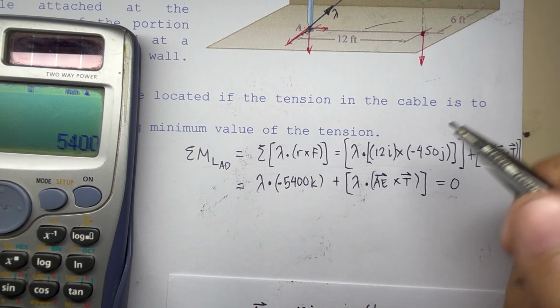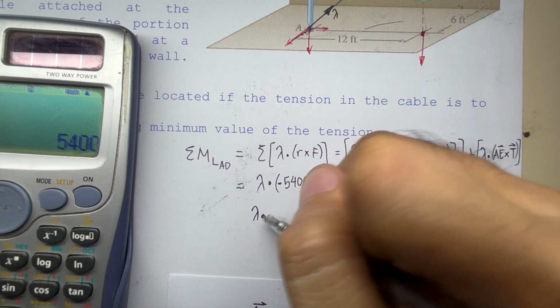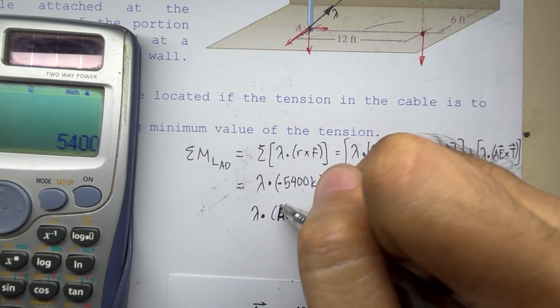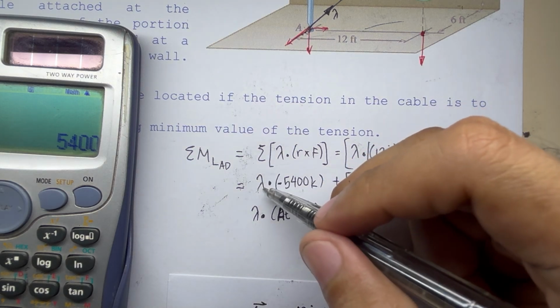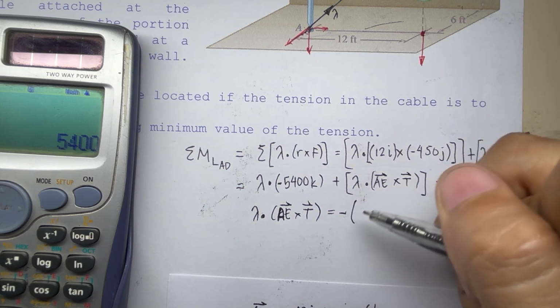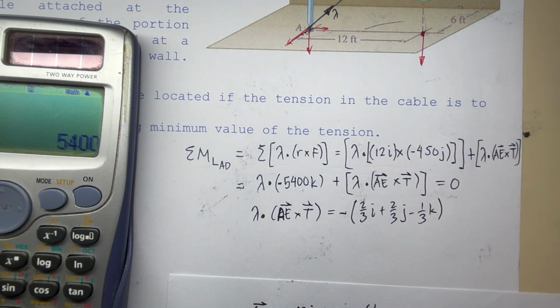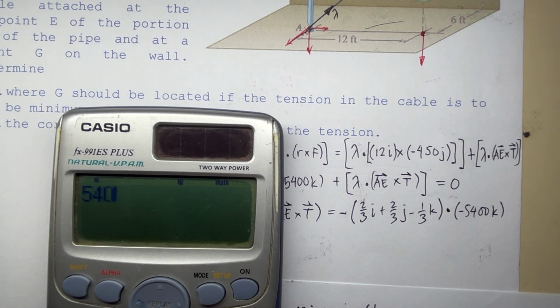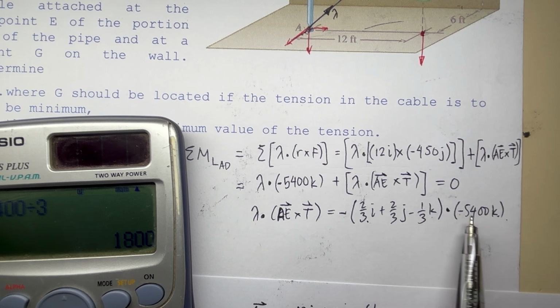Now rewriting this expression, if we transpose this first term to the right, we have lambda dot product with the cross product of vector AE and our vector tension, equal to negative lambda dot product with negative 540 K. Our lambda is just 2/3 I plus 2/3 J minus 1/3 K. So we have I dot K is 0, J dot K is 0, and K dot K is 1, so we only have negative 1/3 K.